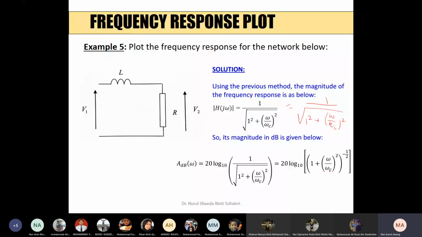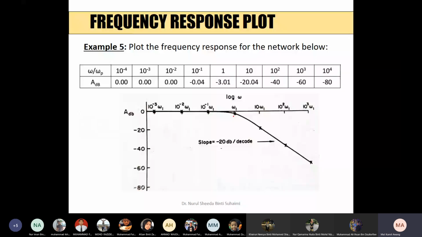This is just rewritten. So basically this is the magnitude in dB. From there, you can plot the values and draw the graph. The slope is actually 20 dB per decade. 20 dB per decade.